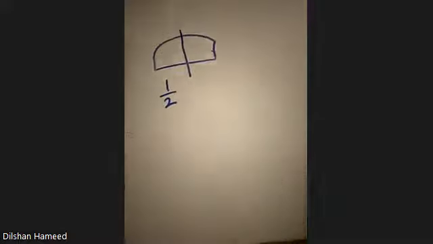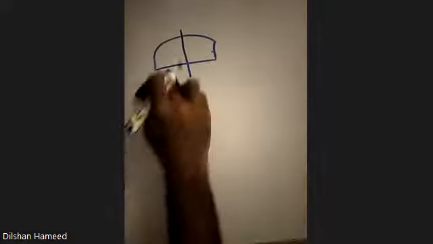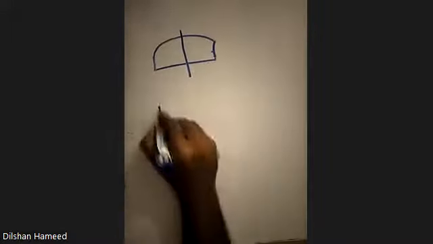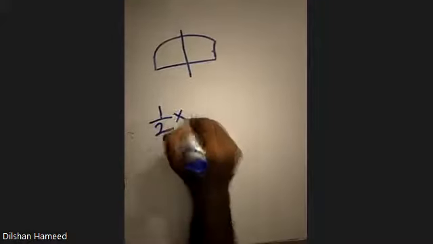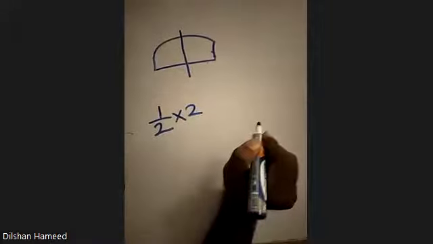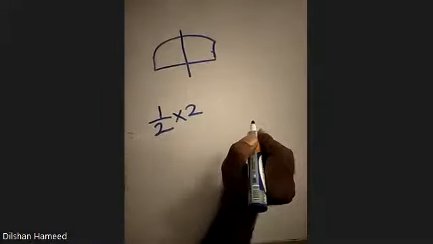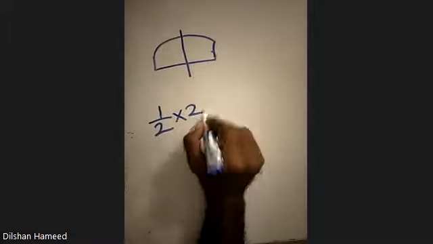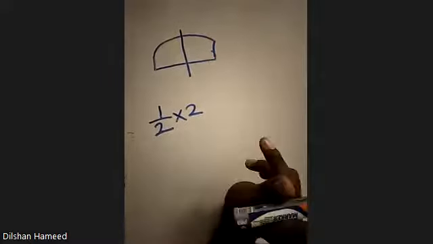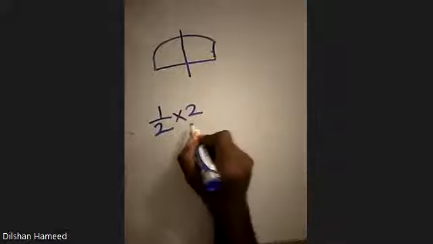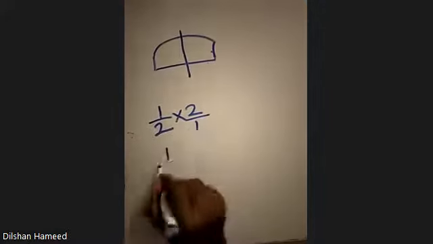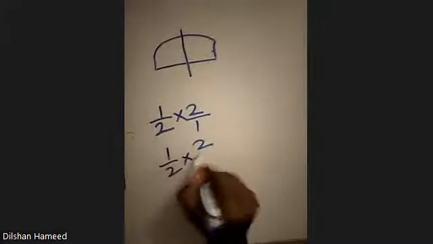Okay, so now how do you calculate it mathematically? You eat half bread, your friend eats half bread. So half into 2, half multiplied by 2. Okay, so half multiplied by 2, how do you calculate? Always remember, when you have this 2, it means the denominator is 1. So it is 1 upon 2 into 2 upon 1.